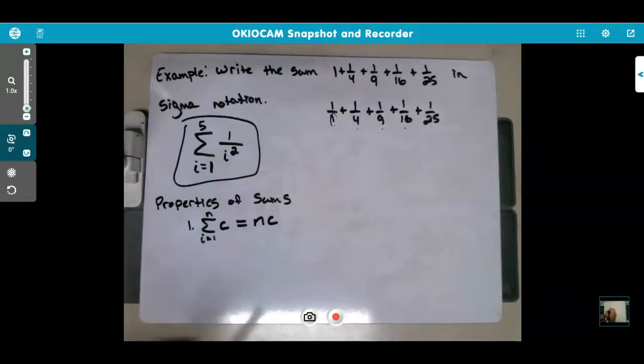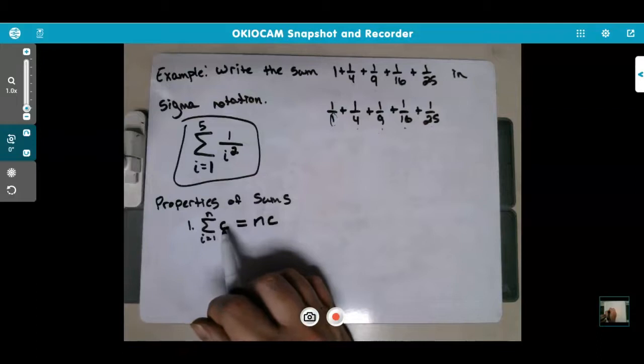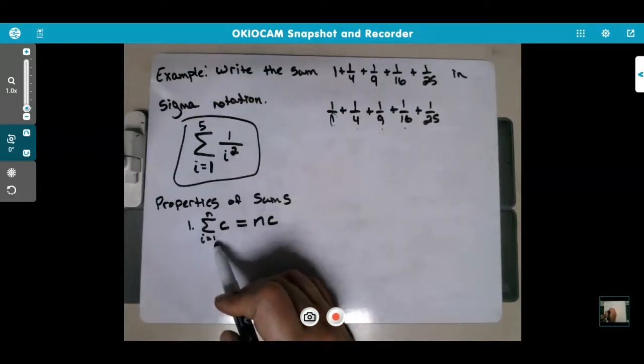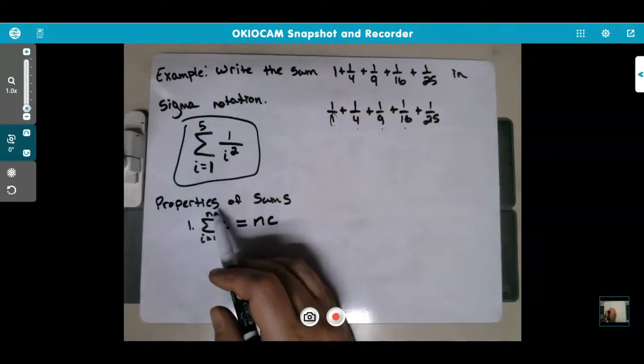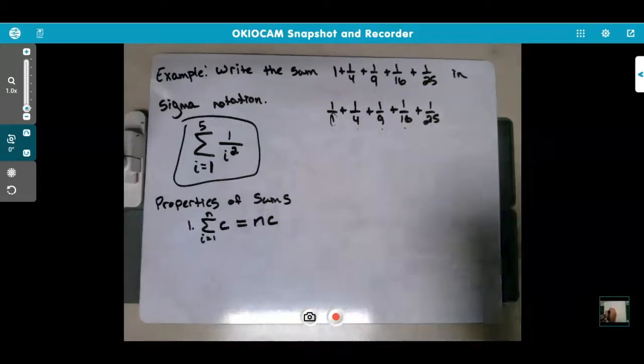And let's think about why. If I'm adding a constant, this means I'm just adding c a bunch of times. Well, how many times? I do it once, and then twice, and then 3 times, 4 times, 5 times, up until n, which means I'm adding c n times, which is why I get n times c.